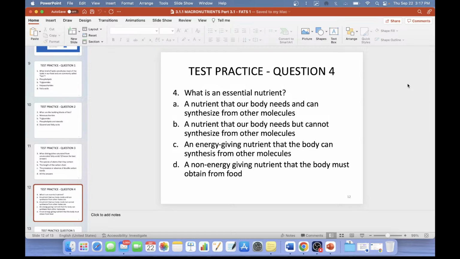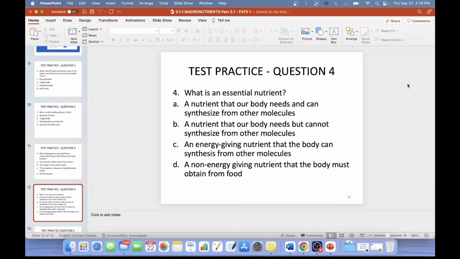Right, about half of you are giving the correct answer, which is B. It's a nutrient that our body needs, but cannot synthesize from other molecules. Let me know if any of these questions or the answers are not clear. So now we do the last one.